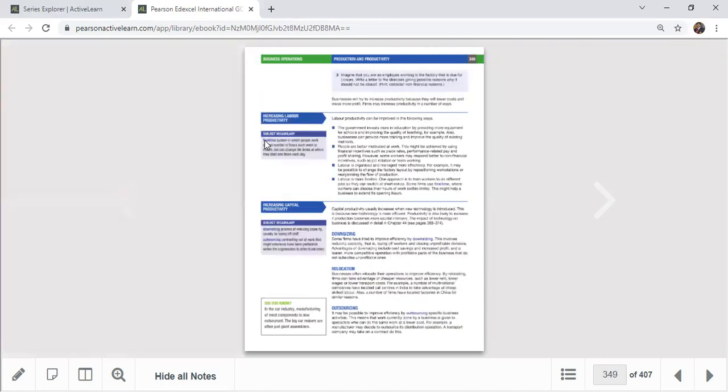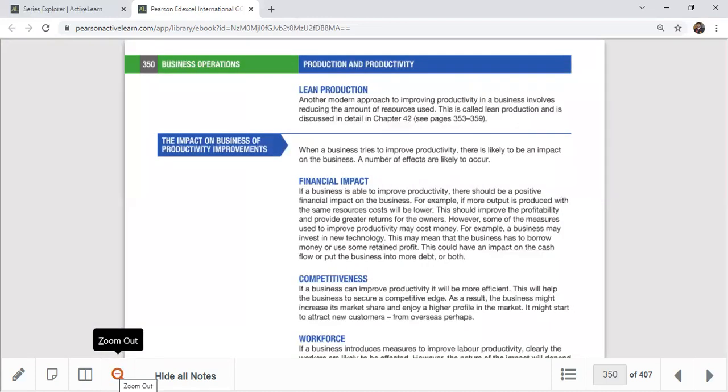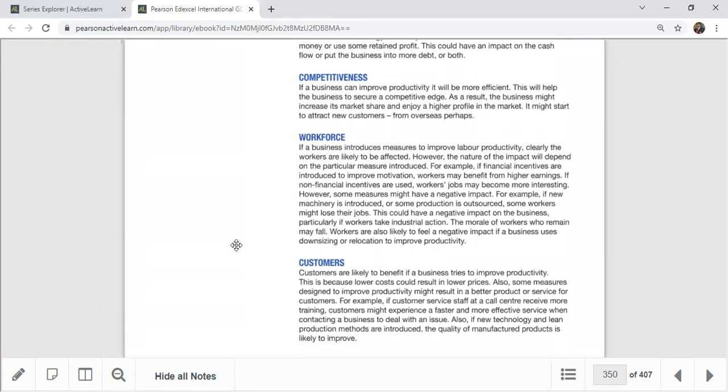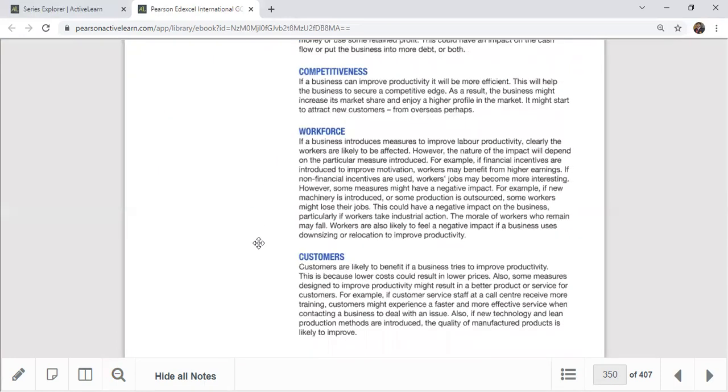So with that, today I summarize the lesson. What we learned today is the methods that we can use to improve labor productivity and capital productivity, like downsizing, relocation, outsourcing decisions and lean production techniques, and also the impact on business of productivity measures, like financial impact, competitiveness, workforce, customers, and so on. So basically, these are really important lessons on productivity measures. We talked about production methods and productivity measures now.